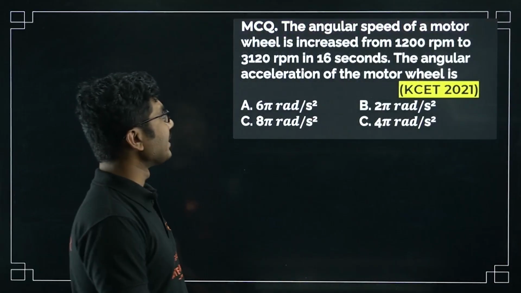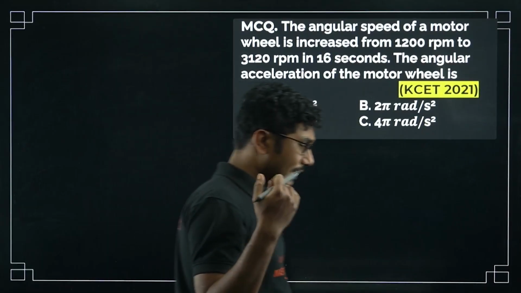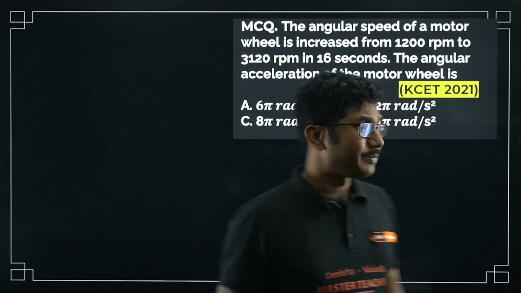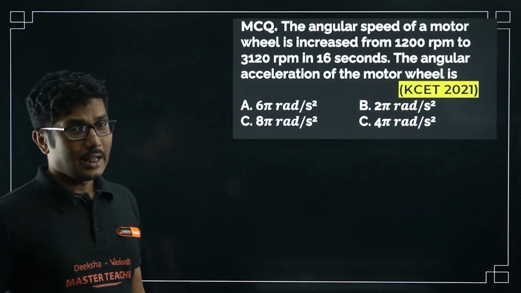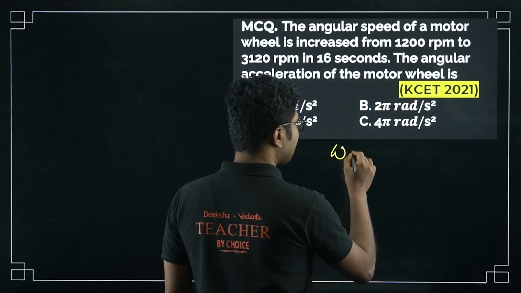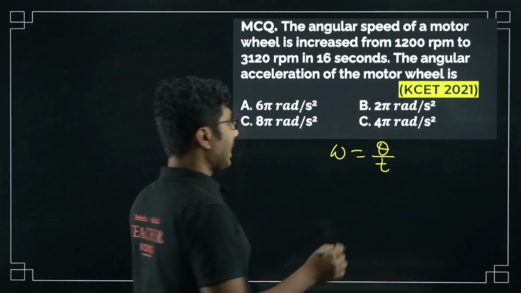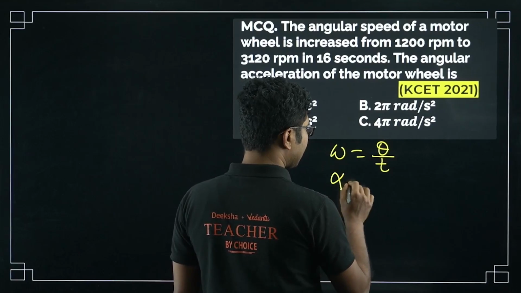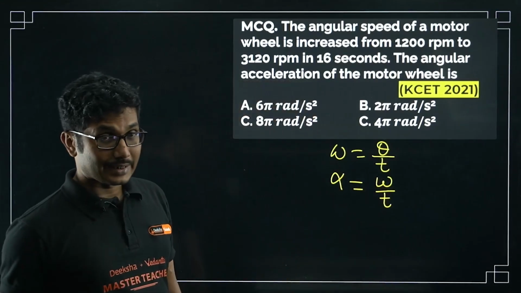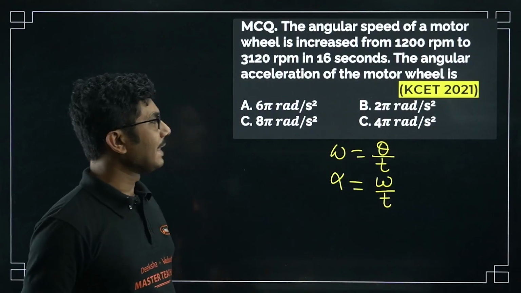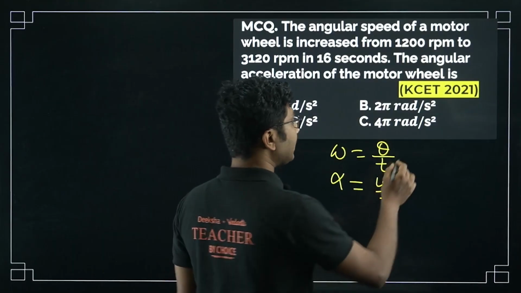Let's see one question. Now this is related to angular motion, angular speed, angular acceleration. Obviously, what is angular speed? Angular speed is theta by t, which is similar to linear motion, and angular acceleration is omega by t. So v by t was in the case of linear motion, but in case of rotational motion we use angular motion. And what is the relationship with linear motion?